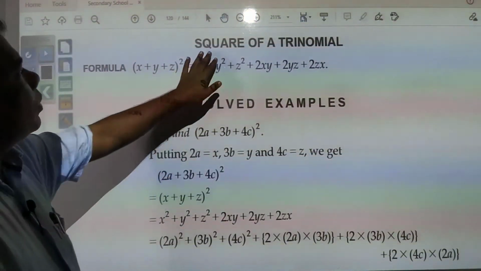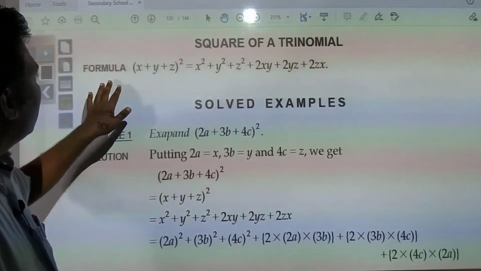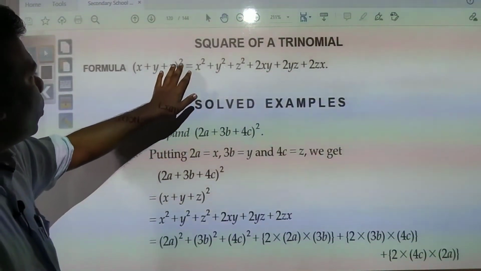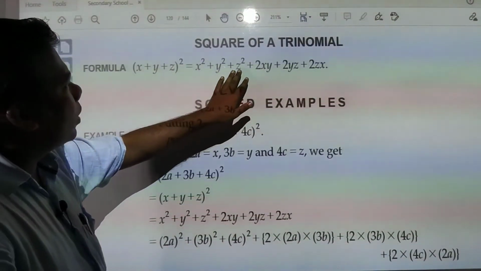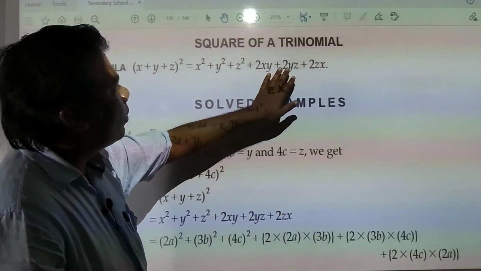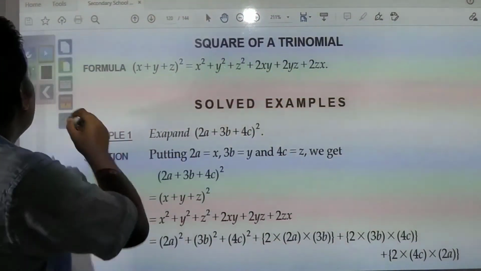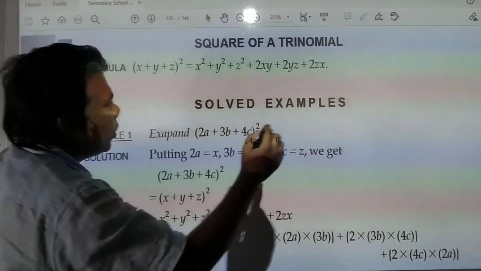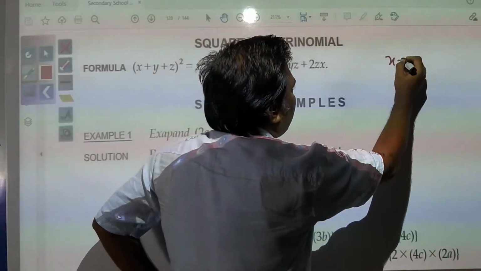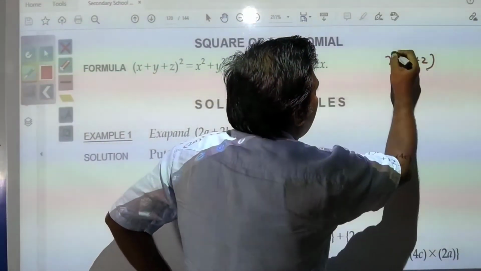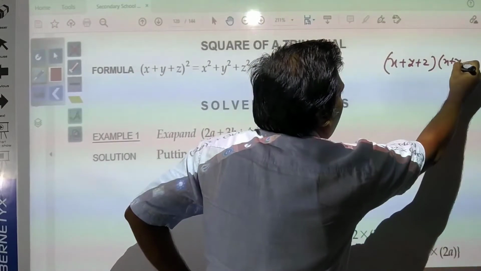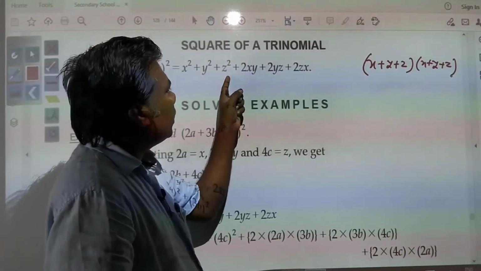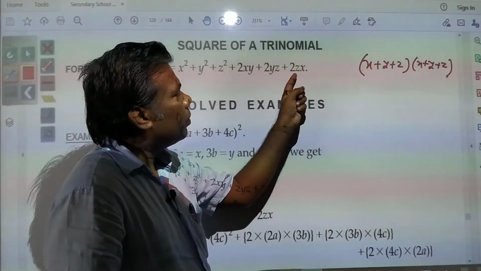Here we have the square of a trinomial. The first formula for this: (x plus y plus z) whole square is equal to x square plus y square plus z square plus 2xy plus 2yz plus 2zx. If you want to derive this formula, you can derive it by yourself. If you multiply x plus y plus z and x plus y plus z, what will you get? x square plus y square plus z square plus 2xy plus 2yz plus 2zx.